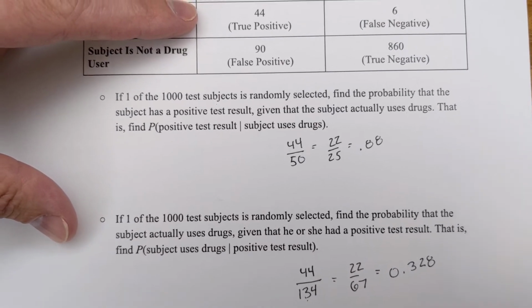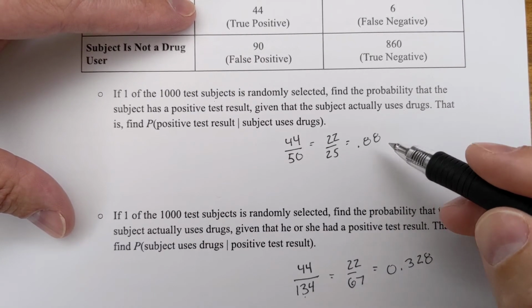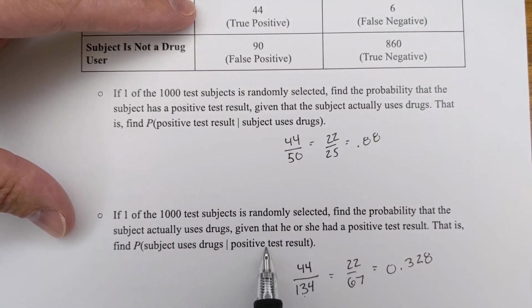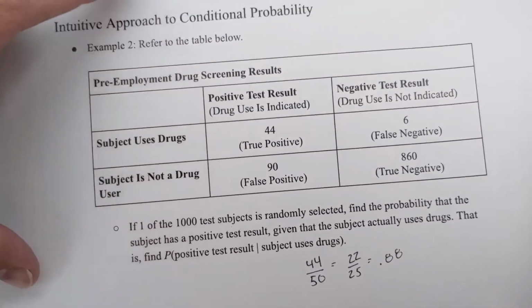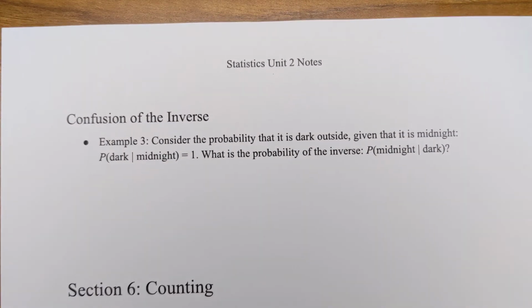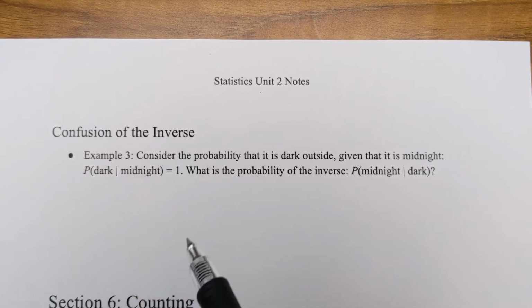So there you go. If you notice, these aren't the same number. So the conditionals, even though they use the same things, positive test result and subject using drugs, the order matters. They won't be equal to each other. And that's actually what the last example here deals with, because now we start section 6. This is referred to as a confusion of the inverse, where the order does matter.